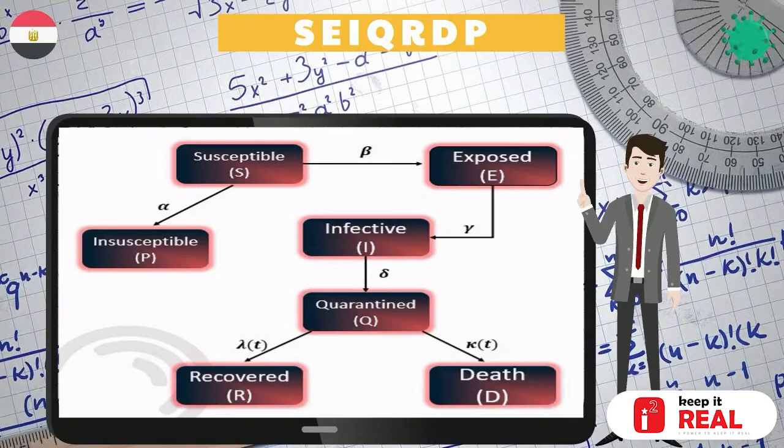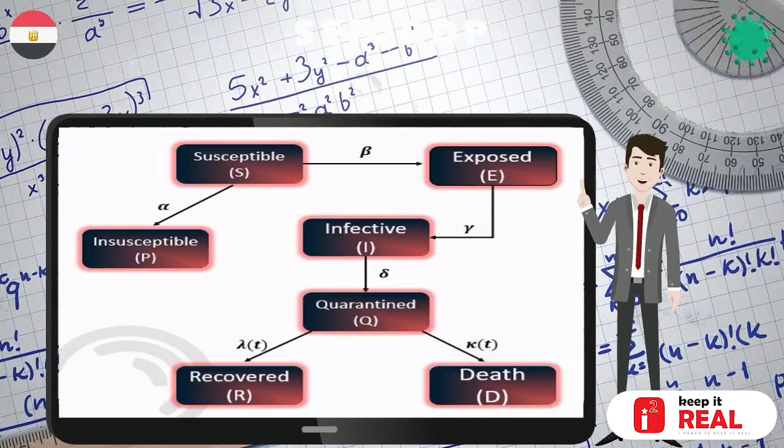Alpha, the protection rate. Beta, the infection rate. Gamma, the inverse of the average latent time. Sigma, the rate at which infectious people enter quarantine. Lambda, a time-dependent coefficient used in the description of the cure rate. And Kappa, a time-dependent coefficient used in the description of the mortality rate.